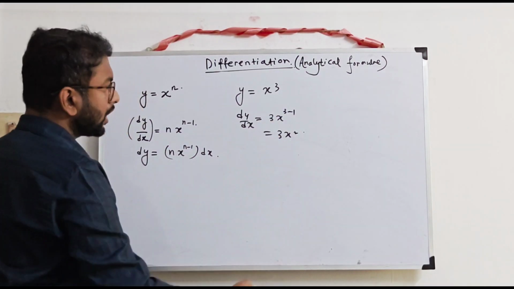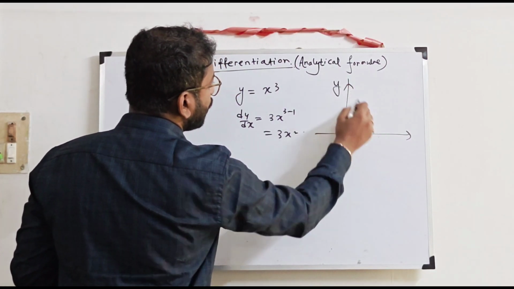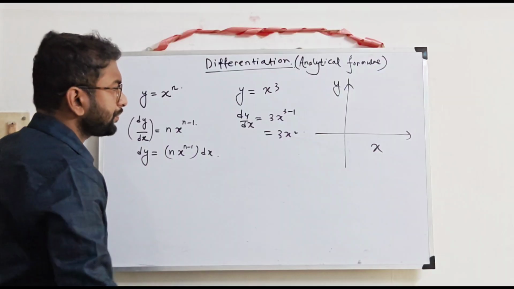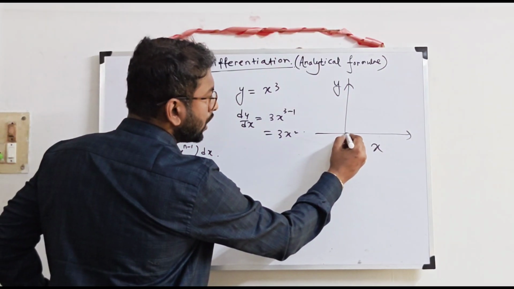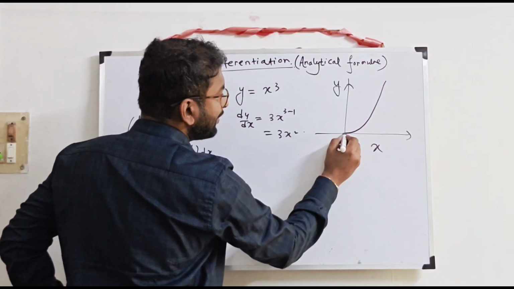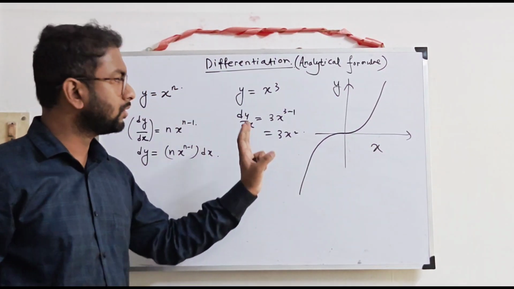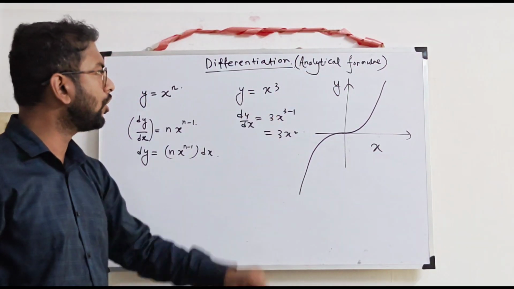And now if I draw the graph of y equals x cube, we will be able to draw it like this. This is the independent variable x along the x axis. The graph in the positive x axis will look like this, and in the negative x axis it will look like this. Very simple, because it is an odd function. We will not discuss odd functions right now. It is asymmetric with respect to the y axis. It is the odd function.